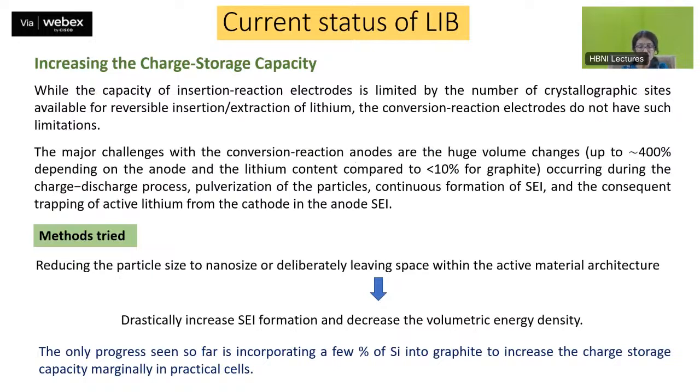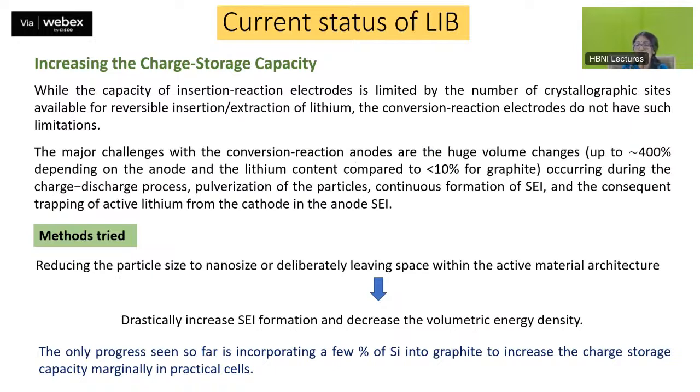If that is the case, then when you are pasting it on your current collector, it is going to peel off from the current collector and lose contact. So accommodating that volume change becomes a big problem. What are the different methods which are tried? You have to either reduce the particle size to nano size, or deliberately leave space within the active material architecture, so that there is enough volume available for the material to expand.